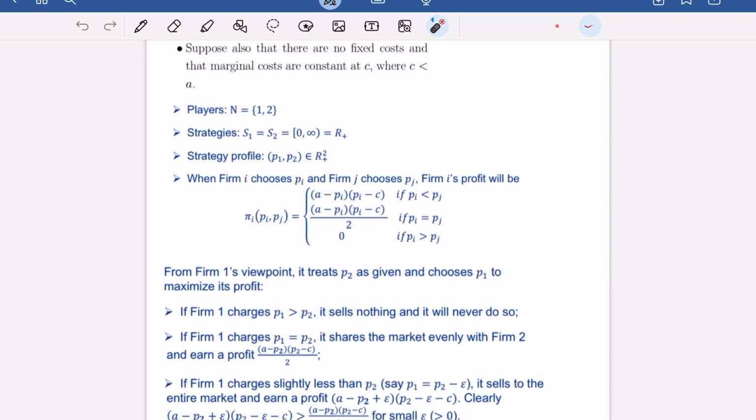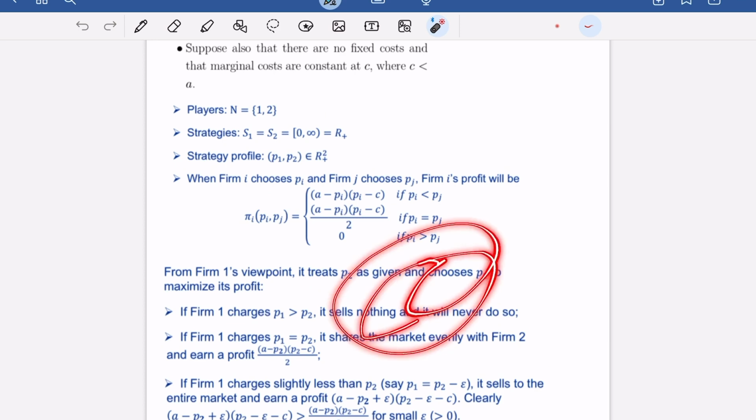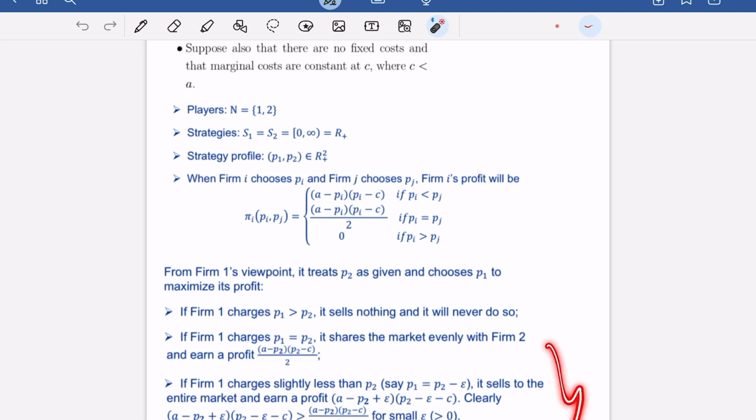And what we see now is that if we want to maximize the profit, if firm 1 charges greater, then it will never earn anything. If you charge the same, then you will earn this profit. And if firm 1 charges slightly less, then you earn the entire market. So this tells us that it is most likely that both firm 1 and firm 2 have to charge the same price.